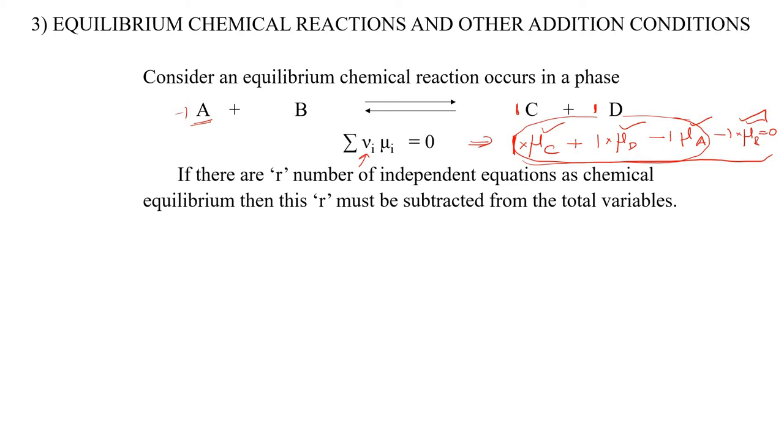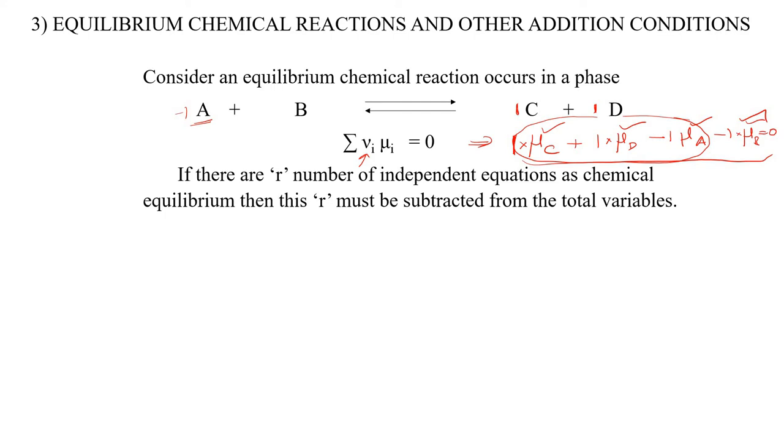Okay, I repeat once again, using the criterion of chemical equilibrium, if you know the values of n minus 1 variables, then the last variable gets automatically fixed. You need not worry about that. Or otherwise I can say in the other manner that for each chemical equilibrium, one variable you need not fix, not necessary to fix.